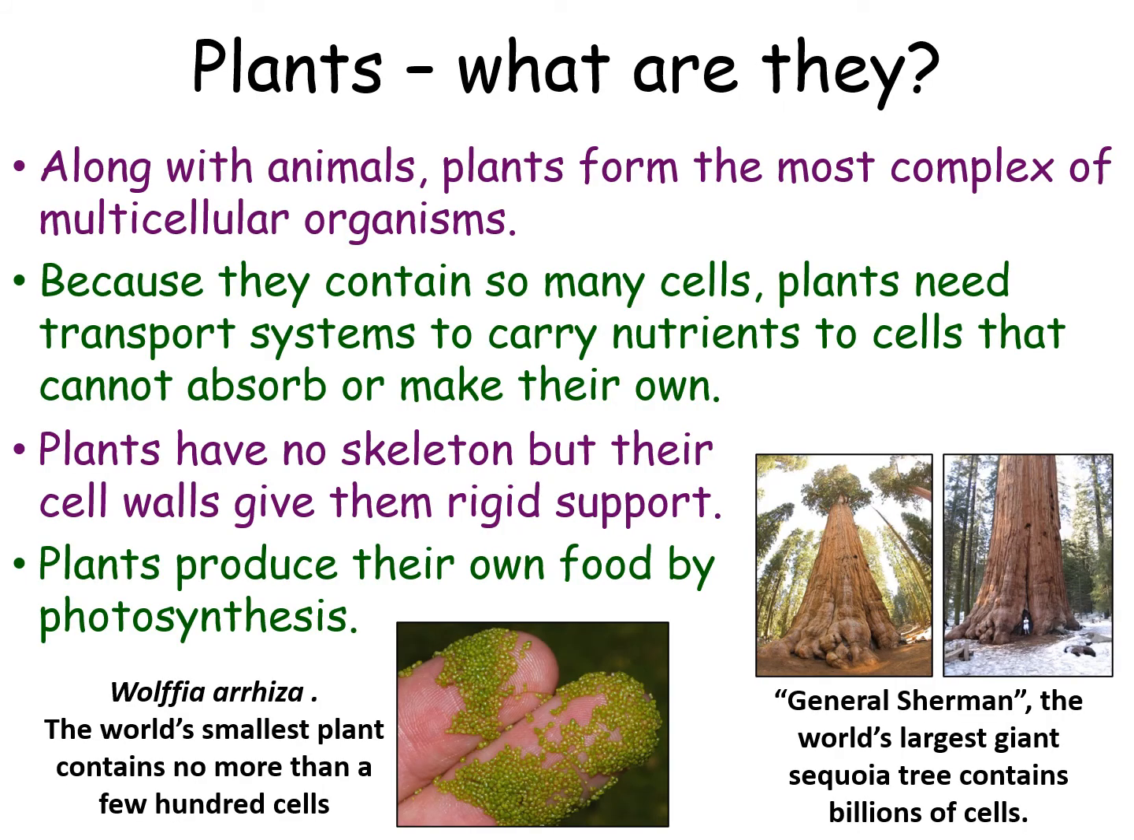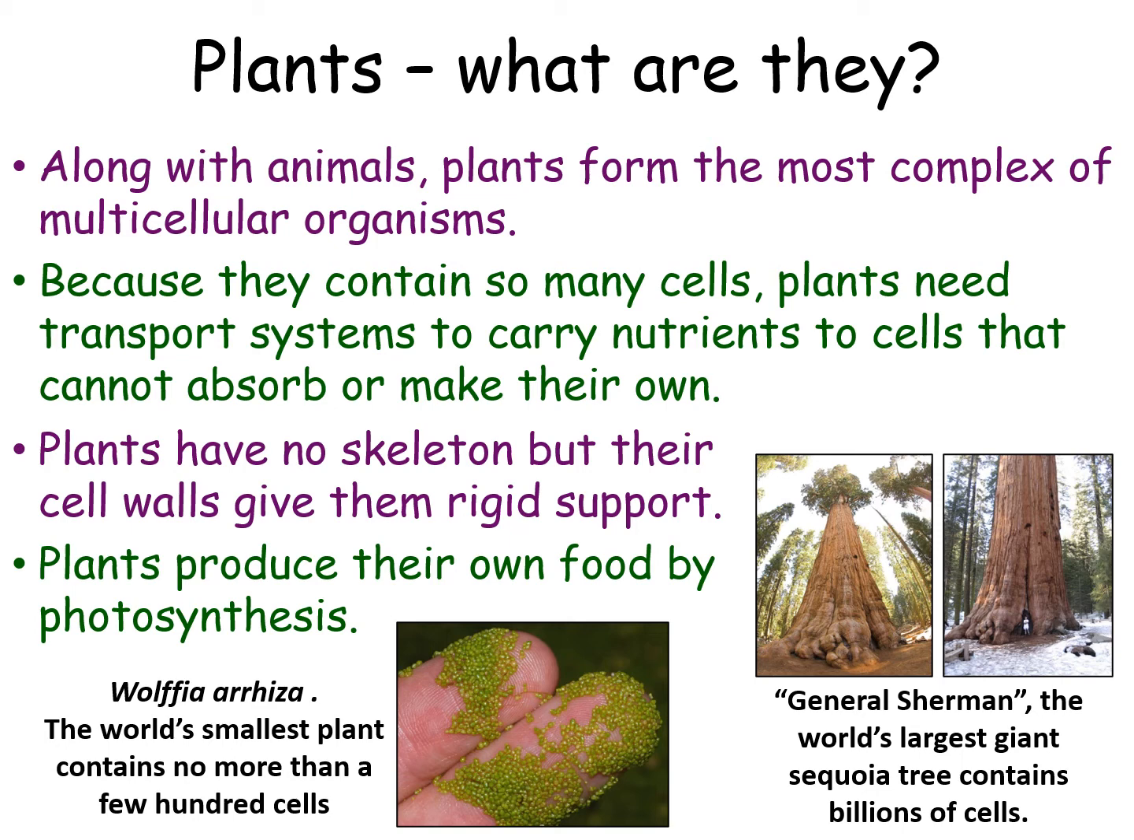Okay, so plants, moving on. Again, you should be fairly familiar with plants with the work that we've done in year 8 so far. We've looked at plants in quite a lot of detail, really. But along with animals, plants form the most complex group of multicellular organisms. They contain so many cells. Plants need transport systems to carry nutrients to cells that they can't absorb or make on their own. You don't think about plants having transport systems, but they do. We're going to talk about those in just a moment.